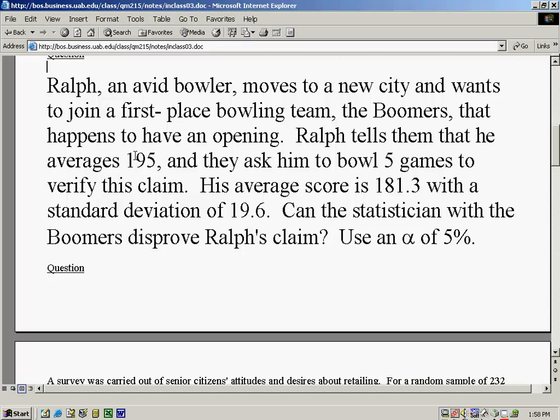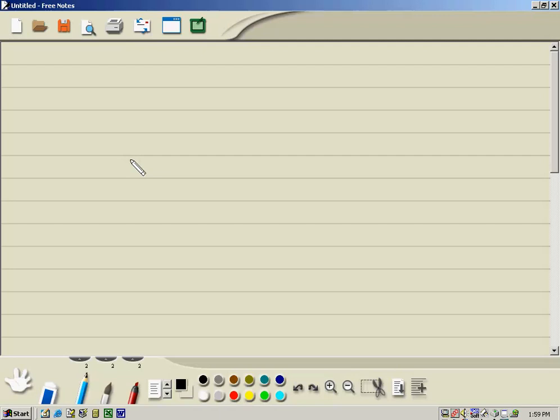But this is not a two-tailed test, this is a one-tailed test, because when Ralph tells them that he averages 195, he means that he averages at least 195, because they're not going to have any problems with the fact if he bowls 198 or 200 or anything larger than 195. So this is a one-tailed test. So let's write down our sample data.